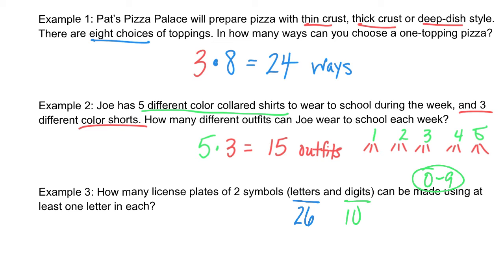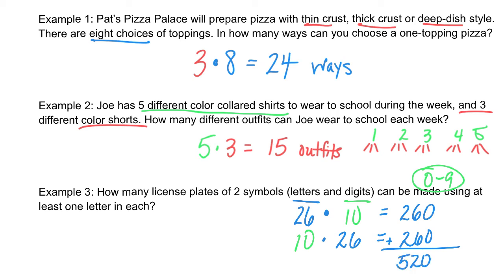So we know that with the letter first, if it was letter then digit, we would have 260 different ways. But remember that we could also have those digits first and then the letter, and that's another 260. So we actually have 520 different ways with 1 letter and 1 digit. So that's with the letter first or the letter second.